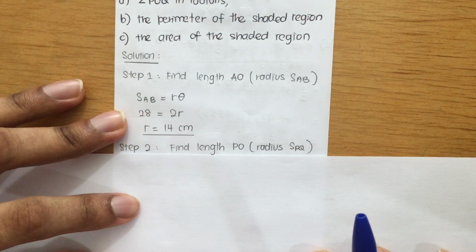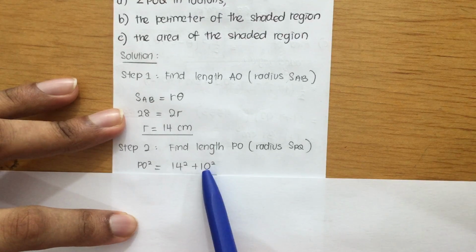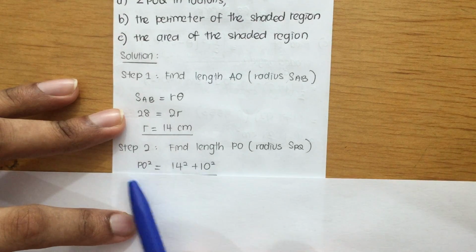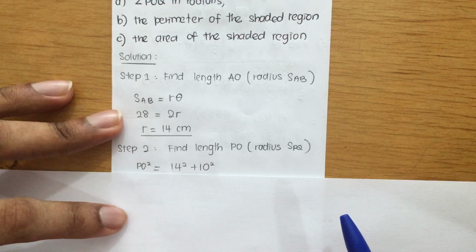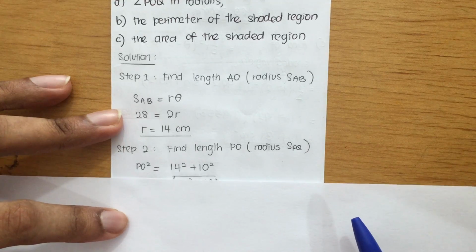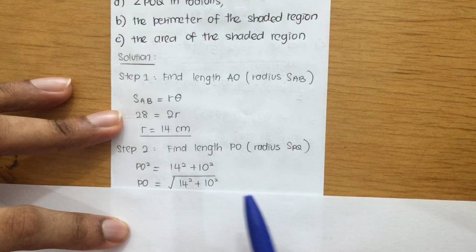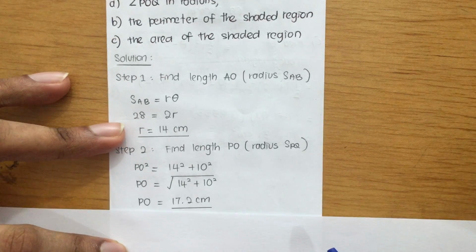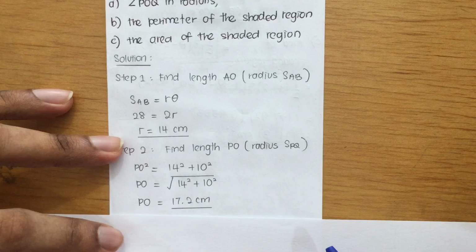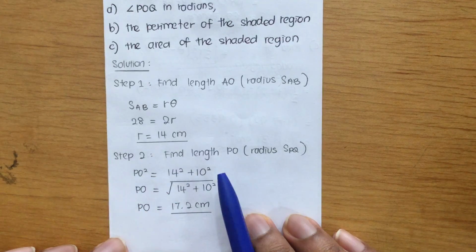So step 2, find the length PO. PO squared equals 14 squared plus 10 squared. For this step, we are going to use the Pythagoras theorem calculation guys, since your PO is the hypotenuse. So to find the length PO, you need to square root 14 squared plus 10 squared. So you'll get your answer PO is equals to 17.2 cm. Okay, we have already got step 2 where we have found our length PO 17.2 cm.